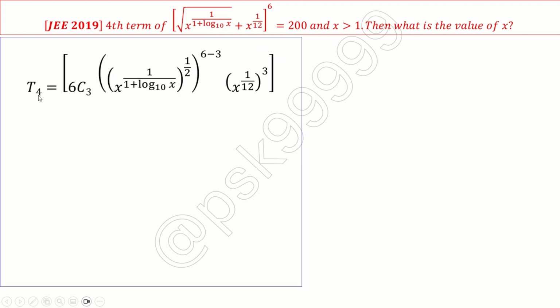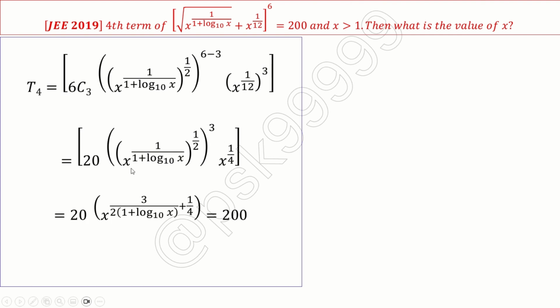Fourth term T4 is equal to 6C3. Careful, okay? The fourth term is T(r+1), where you get nCr. So the fourth term will become 6C3 because the power is 6, and x to the power of 1 by 1 plus log x to the base 10, whole square root, so I put the power of half, and whole to the power of 6 minus 3, times x to the power of 1 by 12 whole power 3. Now if I simplify this, I get 20 multiplied by x to the power of this value, and here it will become x to the power of 1 by 4.